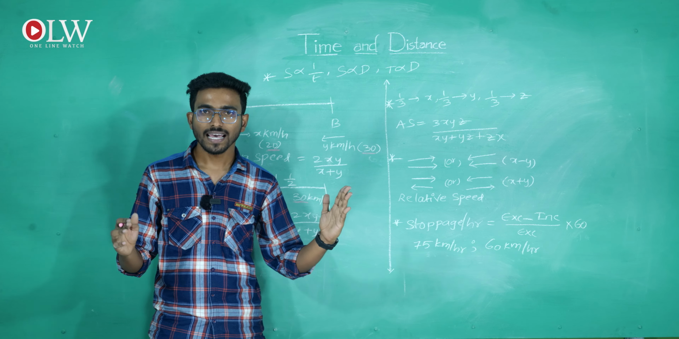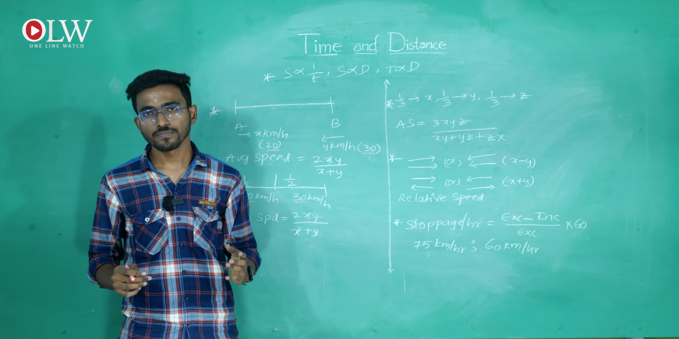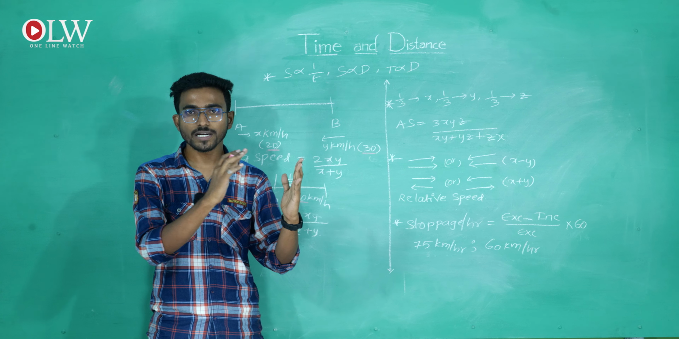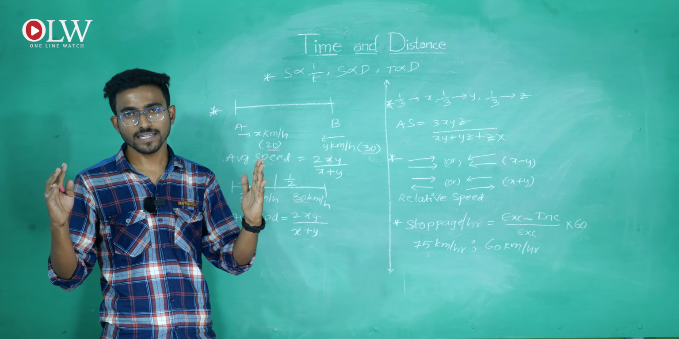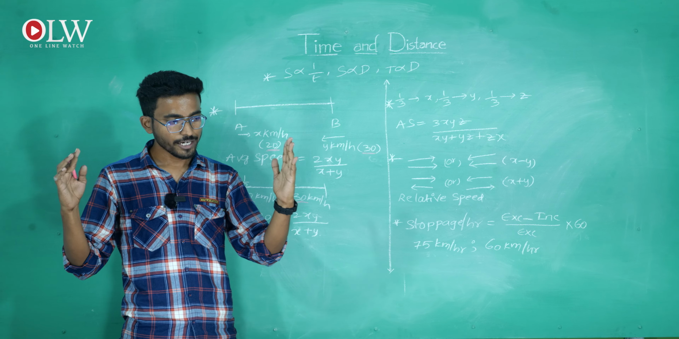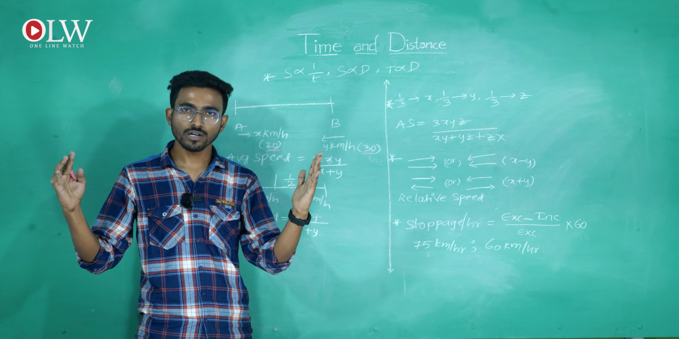Suppose this is A and this is B. If you are moving A to B at 30 km per hour, and moving B to A at 40 km per hour, here the average speed should be 2xy by x plus y. That means the distance is same, right? A to B is suppose 120 kilometers, B to A also 120 kilometers.